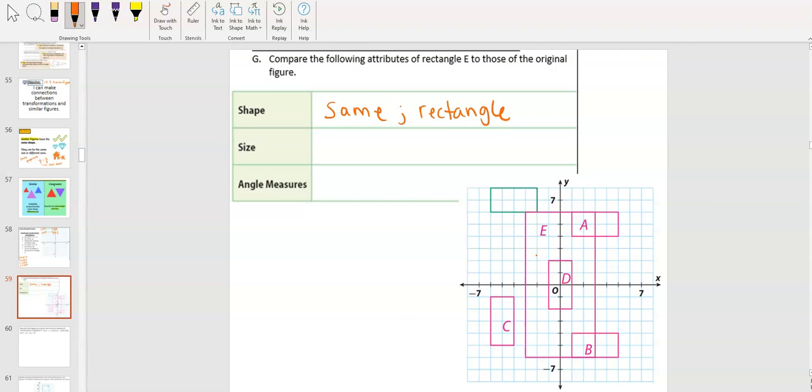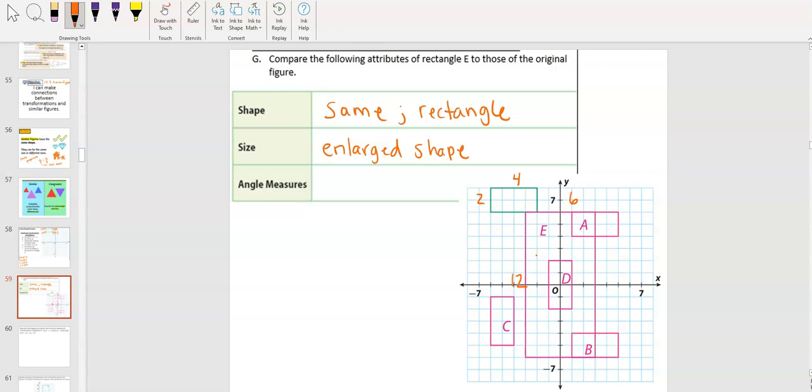Okay, the size, here we had a 4x2 rectangle, and in the end we have 1, 2, 3, 4, 5, 6, by 1, 2, 3, 4, 5, 6, 7, 8, 9, 10, 11, 12. We have a 6x12 rectangle, so our size has increased. We have an enlarged shape.